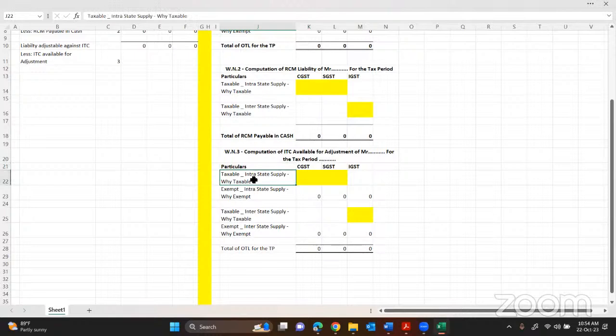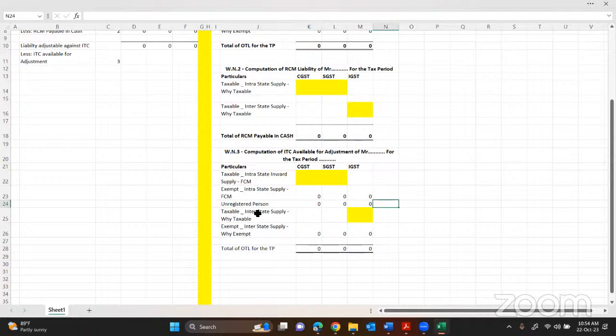You will have, okay, taxable interstate inward supply. Inward supply covered under RCM. Put it over there. And you will have exempt interstate supply covered under RCM. And you should mention nothing is eligible here. Sometimes you will have purchase from unregistered person. Purchase from unregistered person also ineligible. You should mention it there.